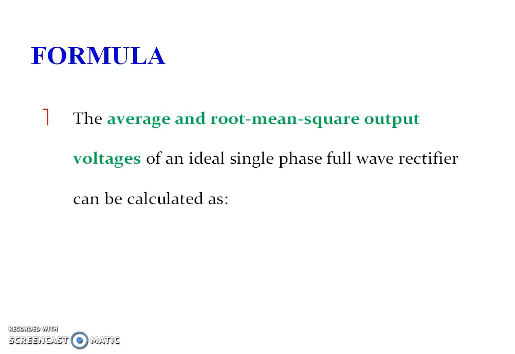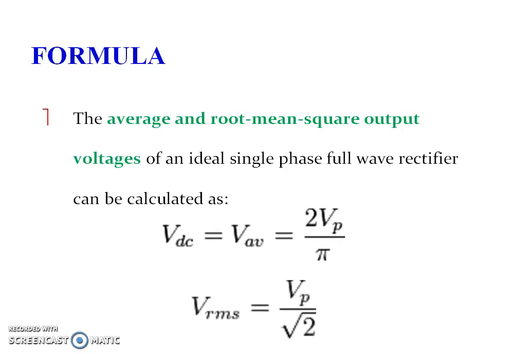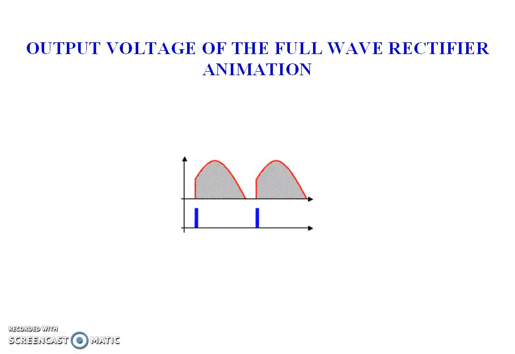Now we are coming to the formula. The average and the root mean square output voltages of an ideal single phase full wave rectifier can be calculated using the formula: VDC, that is V average, is equal to 2 Vp divided by pi. Vrms is equal to Vp by root 2. So these are the two formulas used for the calculation of average and root mean square output voltages of a full wave rectifier. This shows the output voltage of the full wave rectifier, that is the animation.